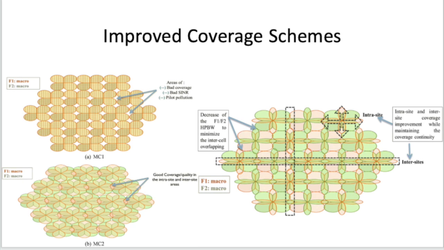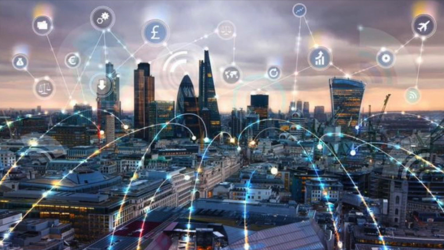On the right is an advancement on this idea which utilizes HPBW, which means half power beam width. Notice how there is an even greater reduction in the signal overlap, which attributes to signal interference.